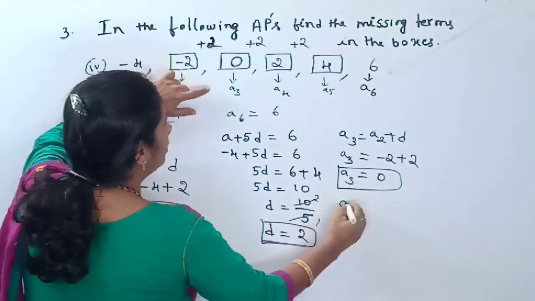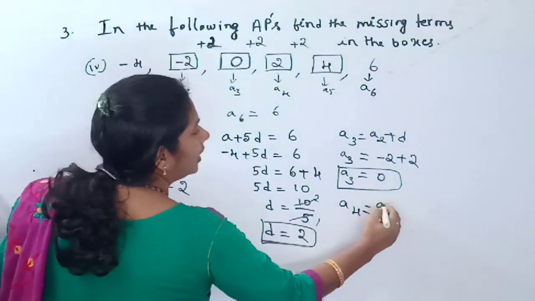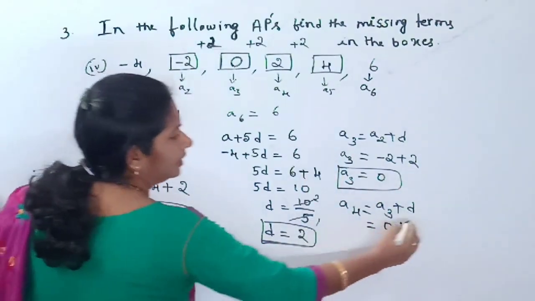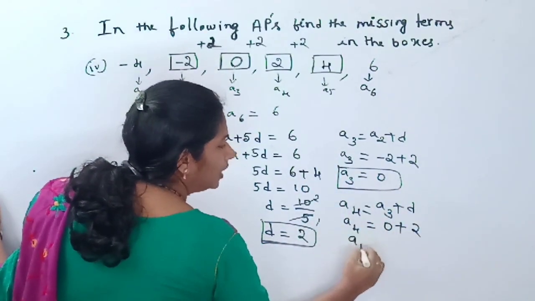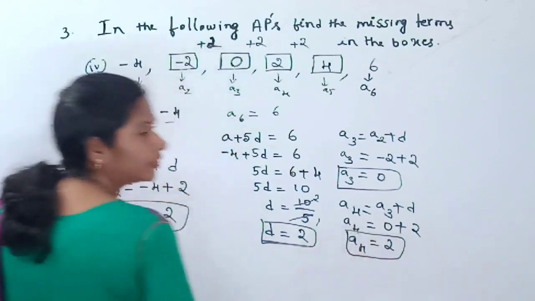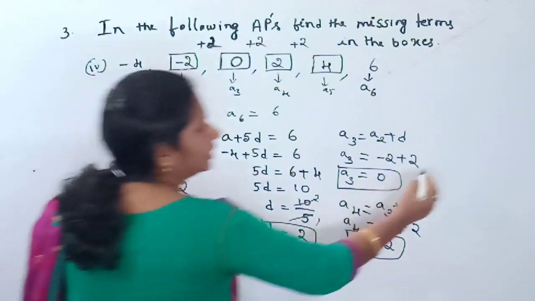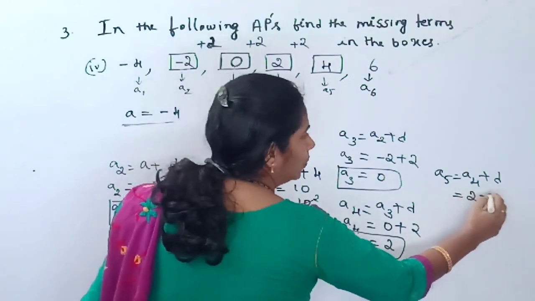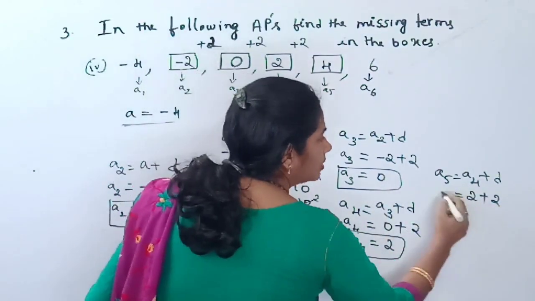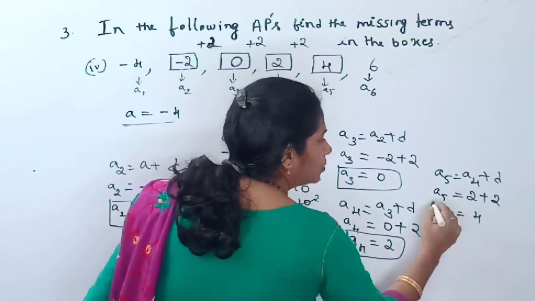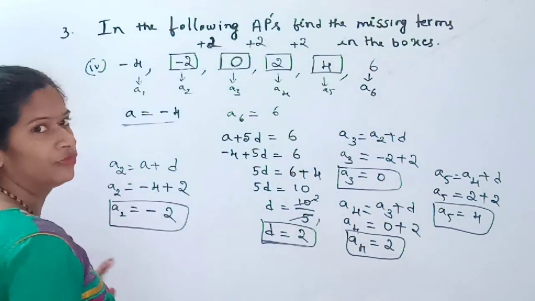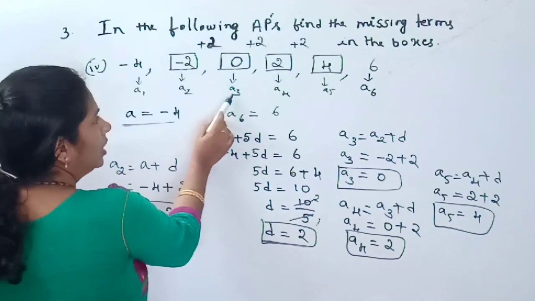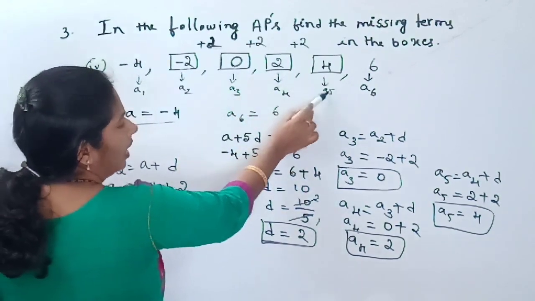Okay, so let me write here: A4 value is A3 plus D. So A3 value is 0, 0 plus D, it is 2. So A4 value is 2. Similarly A5 equal to A4 plus D. So A4 value is 2 plus common difference also 2. So A5 equal to 2 plus 2, it is 4. Fifth term is 4. It's clear? So you can work out like this also. Okay, so A2, the second term, is -2, third term is 0, fourth term is 2, and fifth term is 4.